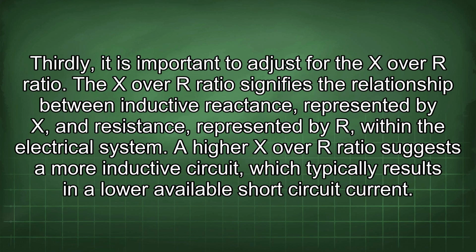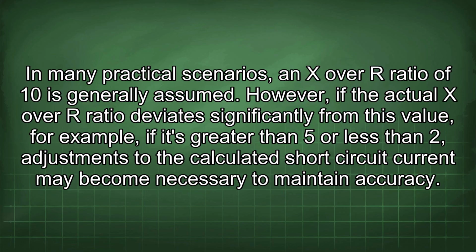Thirdly, it is important to adjust for the X/R ratio. The X/R ratio signifies the relationship between inductive reactance, represented by X, and resistance, represented by R, within the electrical system. A higher X/R ratio suggests a more inductive circuit, which typically results in a lower available short-circuit current. In many practical scenarios, an X/R ratio of 10 is generally assumed.